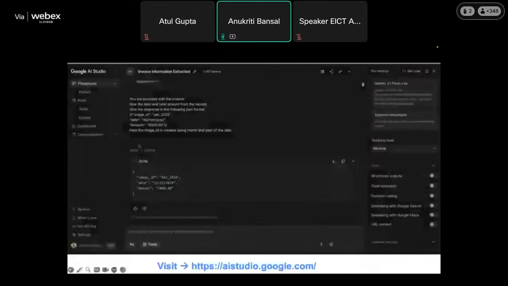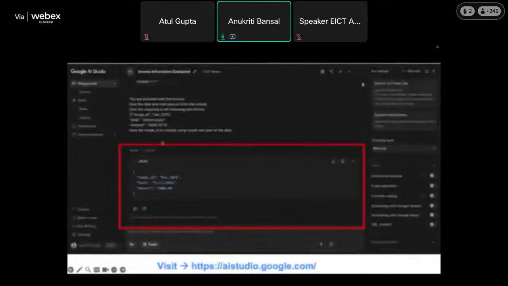If I just test it, giving this input to my model, this is the JSON it has created for me. In my invoice, the amount was 1,000 only, and it has created a JSON.